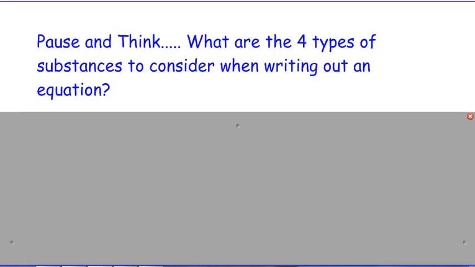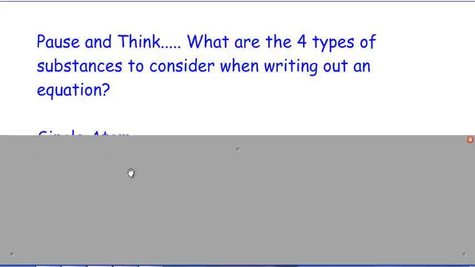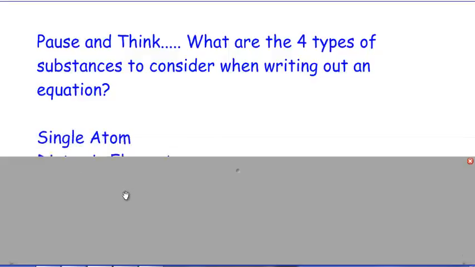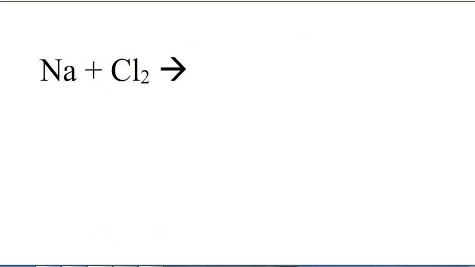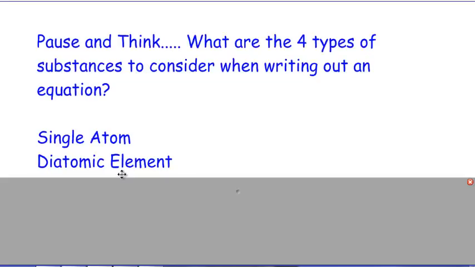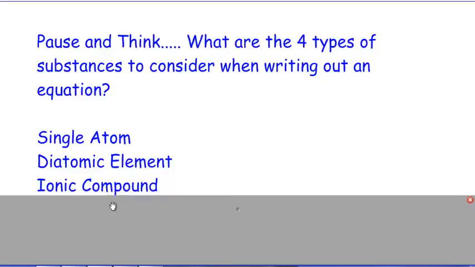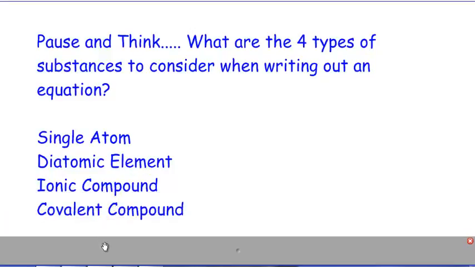What are the 4 types of substances to consider when writing out an equation? There are single atoms. There are diatomic elements. That's what sodium and chlorine were. Sodium was single, chlorine is diatomic. However, it has to make a compound when they come together.